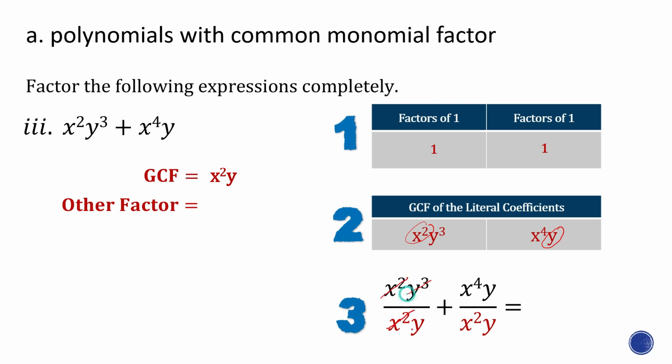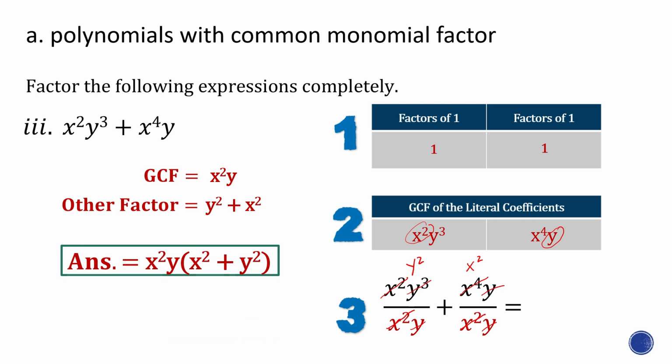Y raised to 3 over y, that's 3 minus 1, which is y squared. And then x raised to 4 over x squared is 4 minus 2, which is 2. Y over y is equal to 1. So that's the other factor, and the final answer is this one. And you notice I arranged y squared plus x squared so that it becomes x squared plus y squared. So I just do that and I arrange the terms alphabetically.